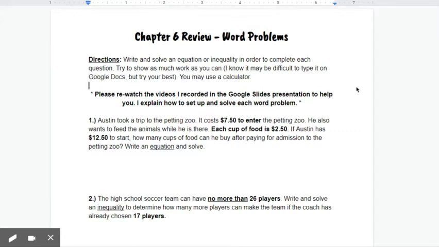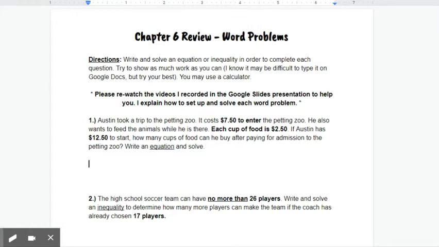Number 1, Austin took a trip to the petting zoo. It costs $7.50 to enter the petting zoo. He also wants to feed the animals while he is there. Each cup of food is $2.50. If Austin has $12.50 to start, how many cups of food can he buy after paying for admission to the petting zoo? Write an equation and solve.